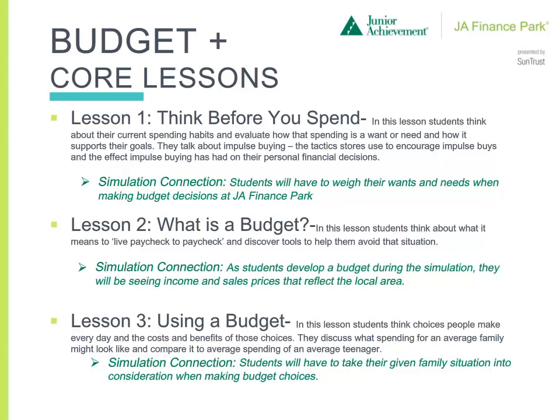Finally, Lesson 3 gets students to think about the choices people make every day and the cost and benefits of those choices. Students examine this through budget examples. They discuss what spending for an average family might look like and compare it to average spending of a teenager.